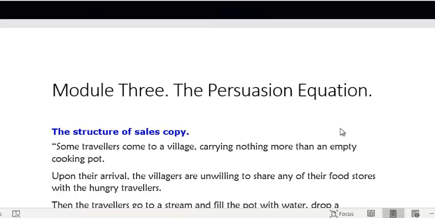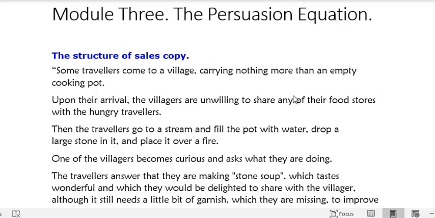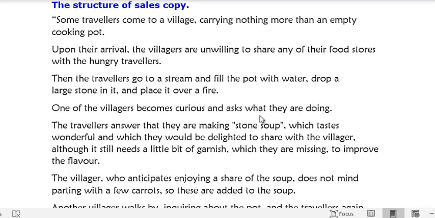So this is the persuasion equation, and we're going to start with the structure of sales copy. Some travellers came to a village carrying nothing more than an empty cooking pot. Upon their arrival, the villagers are unwilling to share any of their food stores with the hungry travellers. Then the travellers go to a stream and fill the pot with water and drop a large stone in it and place it over a fire.